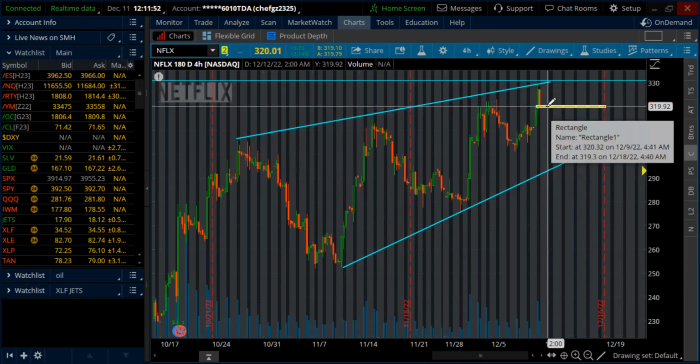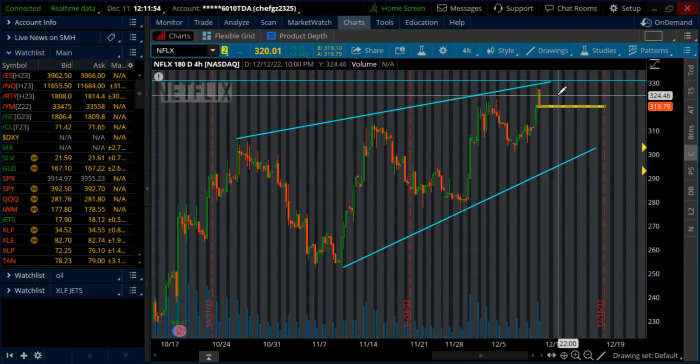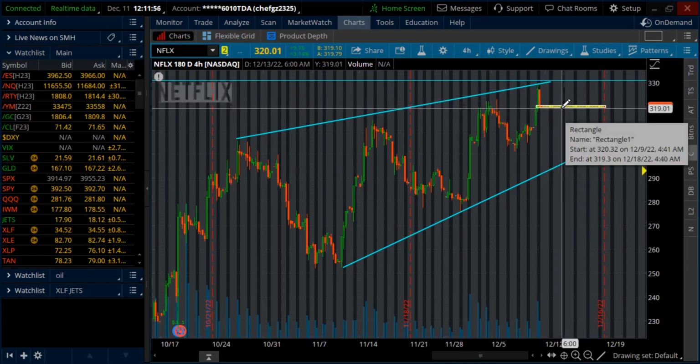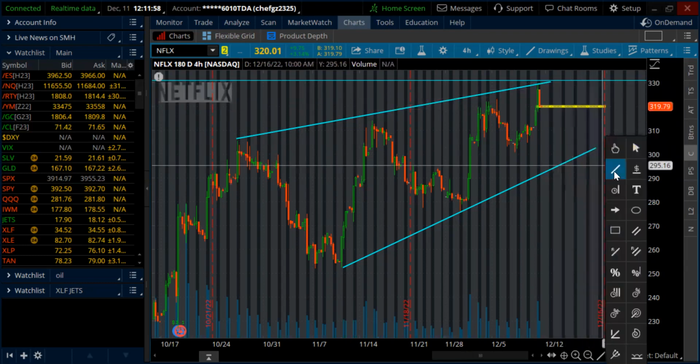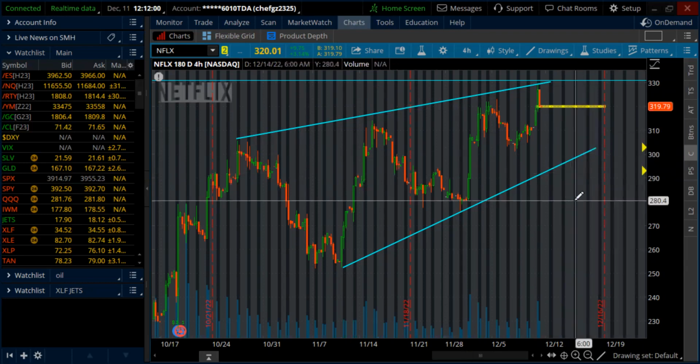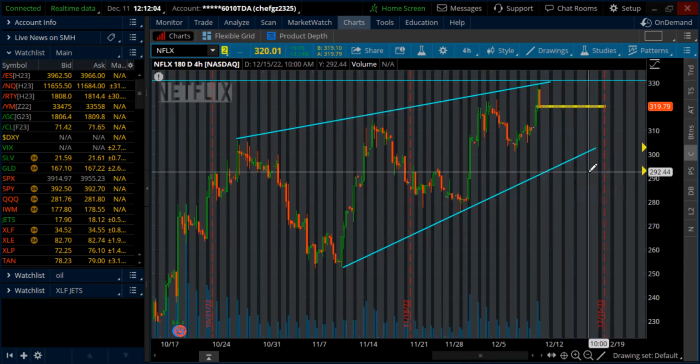Either way, I'm using 320. Anything above 320, I'm going long. Below 320, I'm keeping it short. That's how simple I am going to keep it with Netflix. And this is going to be my top play of the week. It's either I'm going to hold below 320 or I'm going to hold above 320. One of the two is going to happen. Whatever comes first, I don't care.